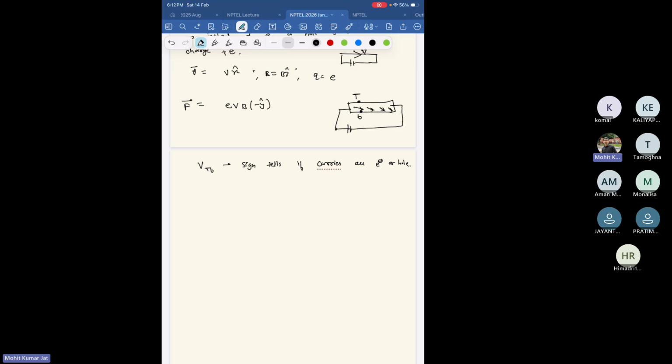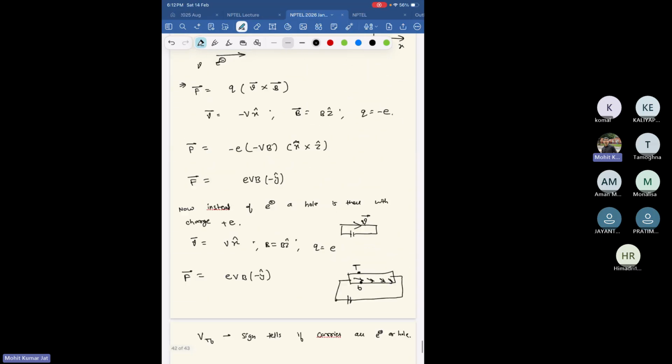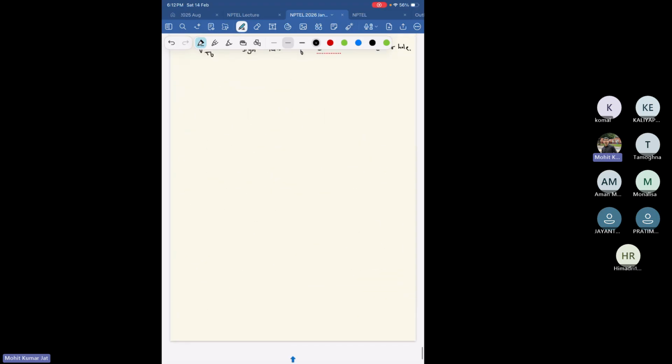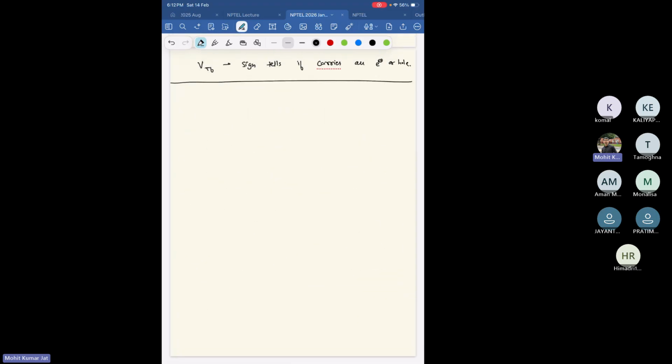And this is what is very conventionally used in the semiconductor case to determine the different types of carriers. So this is about the basic introduction. Now moving on to solving the problem.